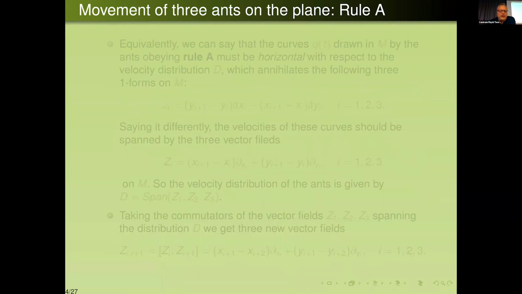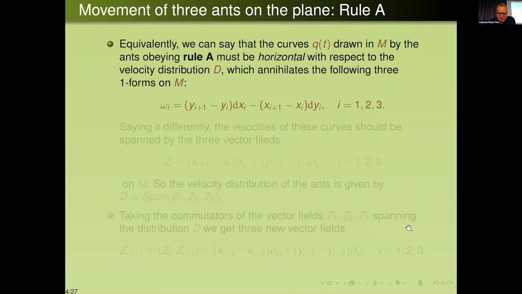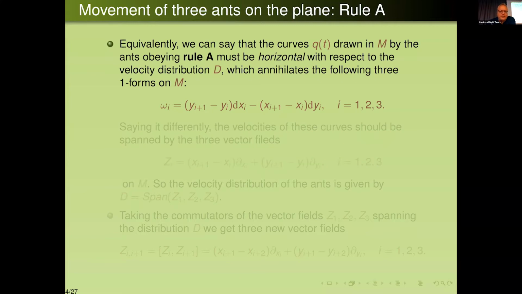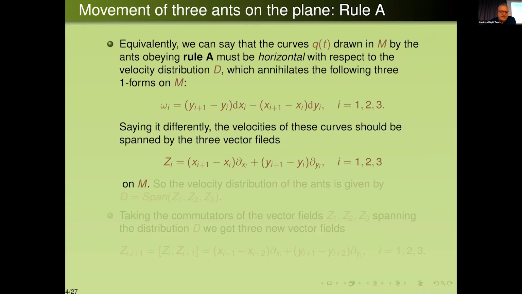Equivalently, we can say that the curves drawn in the configuration space by the ants obeying rule A must be horizontal with respect to the velocity distribution D, which annihilates the following 3 one-forms. This is essentially the same formula that was on the previous slide. Saying it differently, the velocities must be tangent to 3 vector fields which are given here. So my configuration space now is R^6 with a velocity distribution spanned by these 3 vector fields, and ants should move in such a way that they are always horizontal with respect to this distribution.